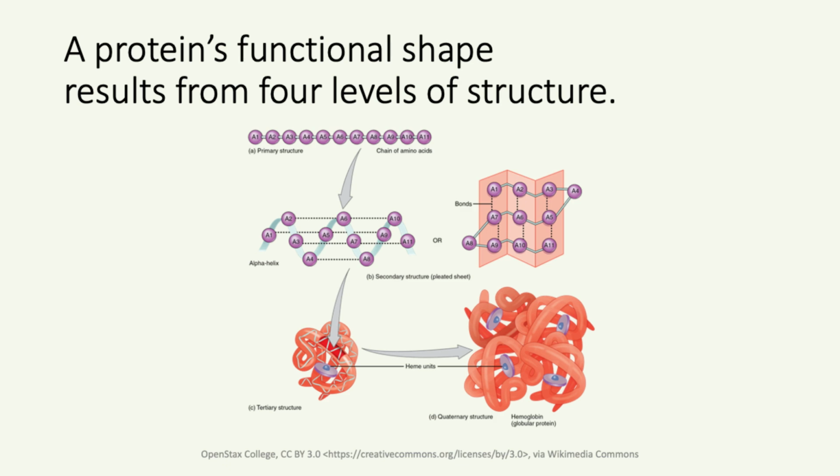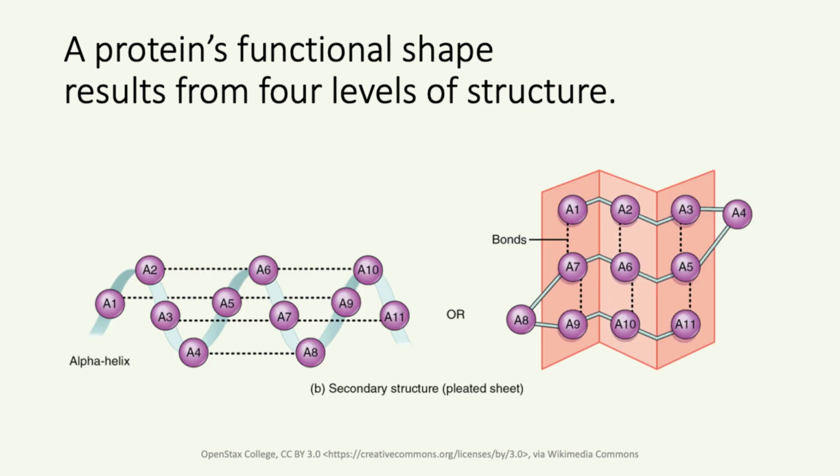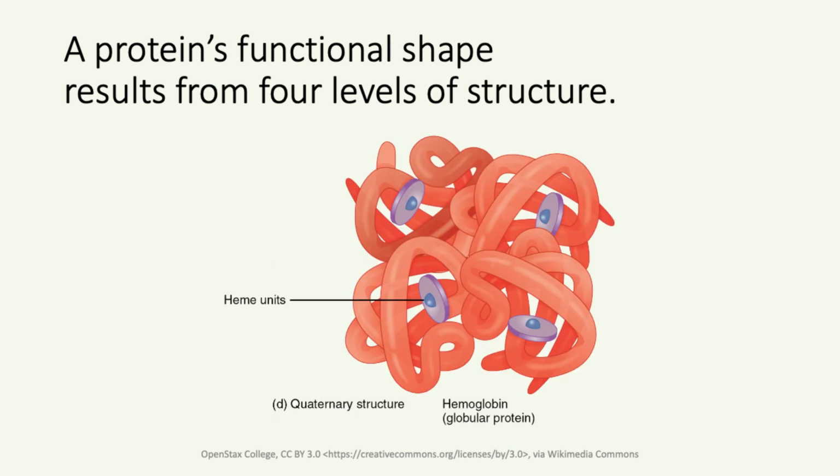A protein's functional shape results from four levels of structure. A protein's primary structure is the sequence of amino acids in its polypeptide chain. Its secondary structure is the coiling or folding of the chain, stabilized by hydrogen bonds. The tertiary structure is the overall 3-dimensional shape of a polypeptide, resulting from interactions among R groups. Proteins made of more than one polypeptide have quaternary structure.